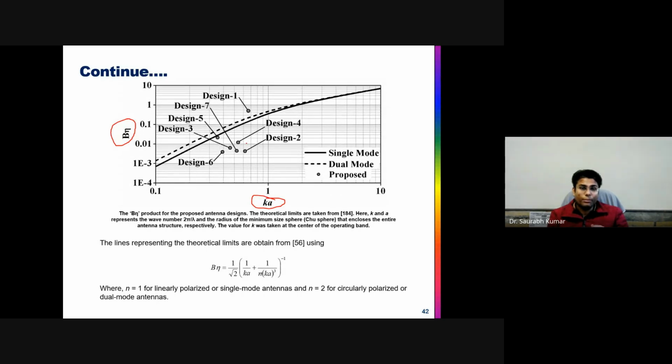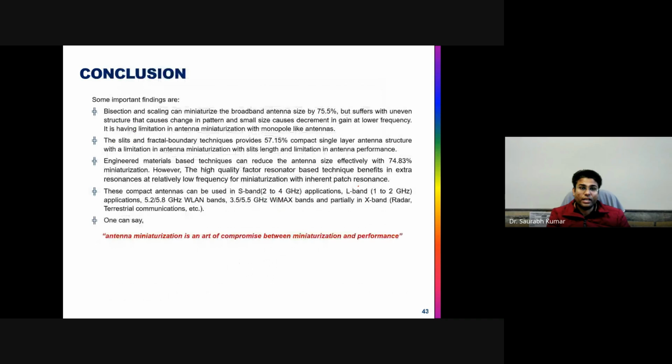somewhere from the line. So you can see that design 5 is approaching. Some designs are not available in this particular slide. I have not included them because of the time limitation, but design 5, which I think is the EBG one, is matching the bandwidth and efficiency curve. So this is the comparison of the designs with the theoretical limit.